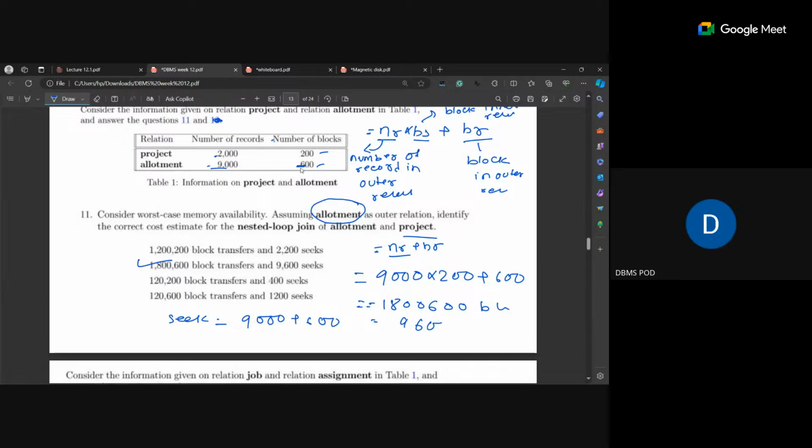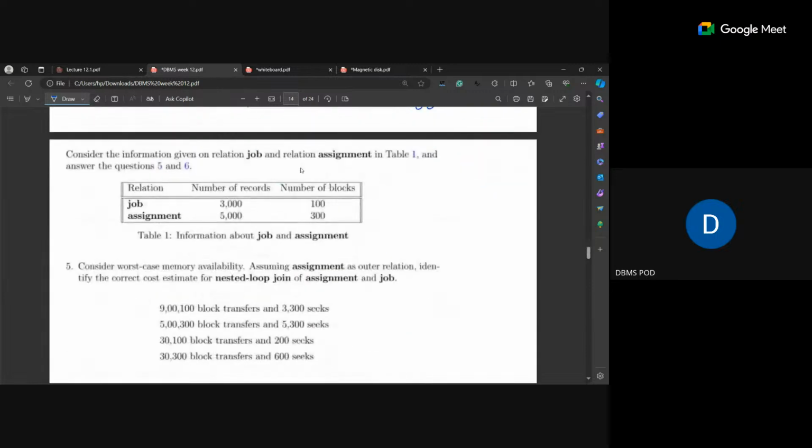Done, sir. Okay, and solve this problem. A similar question. I think this is assignment as the outer relation.